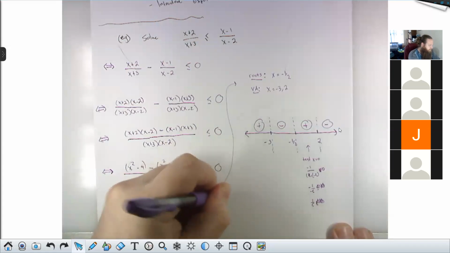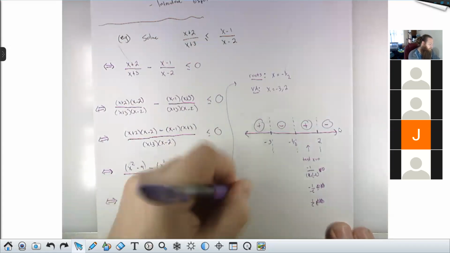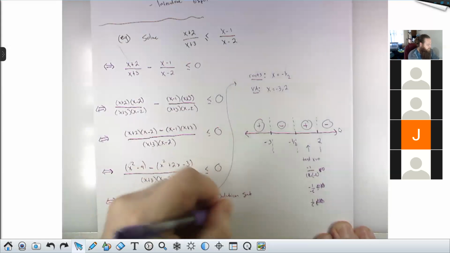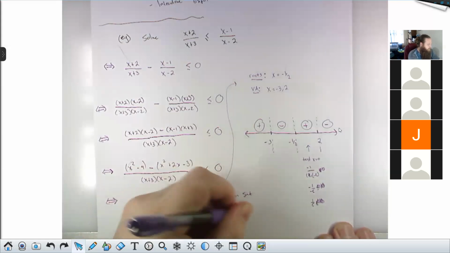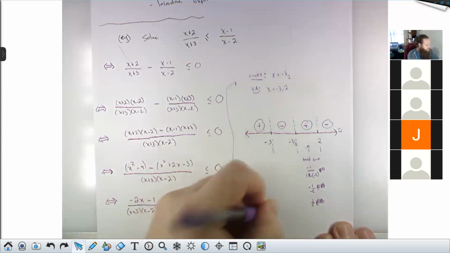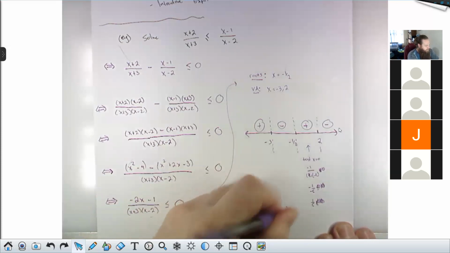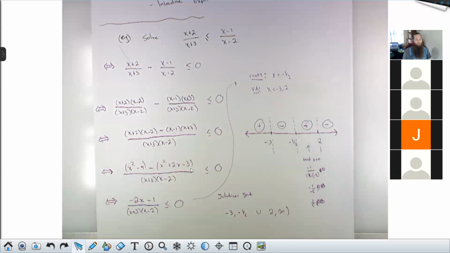My solution set in interval notation would be -3 to -1/2 union 2 to infinity. And then because it's a less than or equal to, I need to be careful with my parens or brackets. If a number makes this equal to 0, that's okay. I include that. Use a bracket. If a number makes that undefined, then I wouldn't use that bracket.